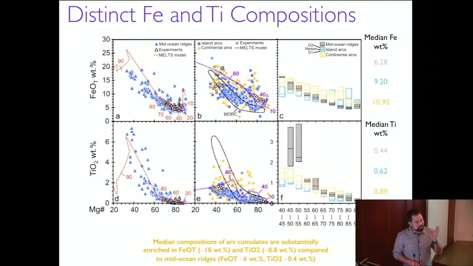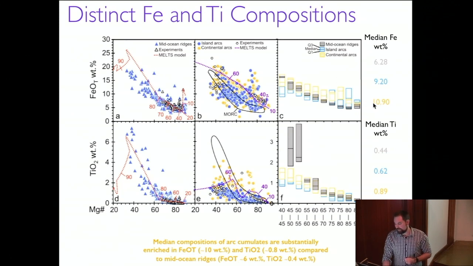But for us, what was most distinct when comparing cumulates from these different tectonic environments is the iron and titanium compositions. So here you see evolution of iron and titanium within these cumulates. You can see there's a very good adherence in the mid-ocean ridge MELTS model with the actual cumulate data, and the same thing with the titanium data. Not as good in the island arc example, a bit more scatter. But what you notice is that there are fundamental differences in the iron and titanium composition of island arc and continental arc cumulates compared with mid-ocean ridge cumulates.